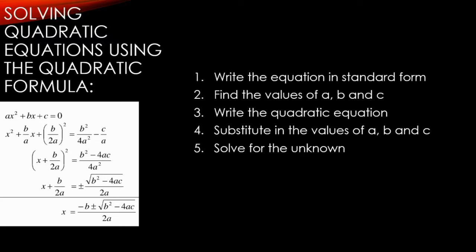start by writing the equation in standard form and finding the values of a, b, and c. Next, you write the quadratic formula and substitute the values of a, b, and c and solve for the unknown. Please note the quadratic formula is x equals negative b plus or minus the square root of b squared minus 4ac, all divided by 2a.